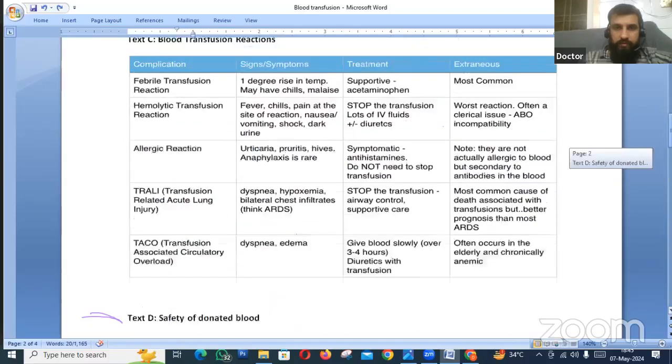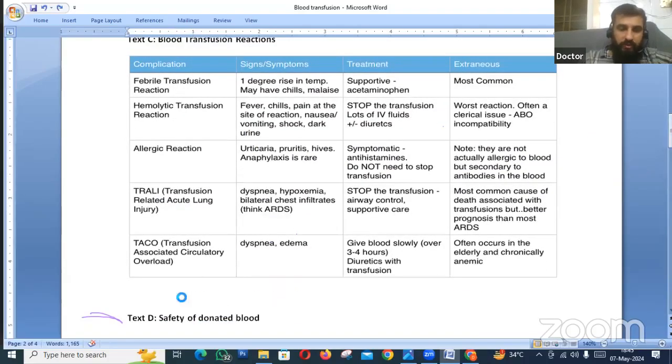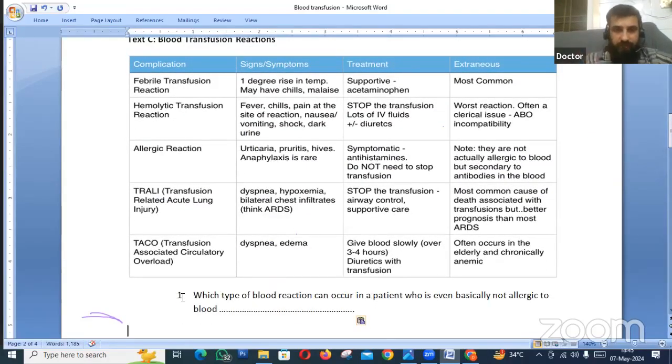Very good. So here is your text C. So here is your question. Try to find the answer, please. Okay, quickly. Just write in the chat. Keywords. Remember your keywords. Match your keywords, please.